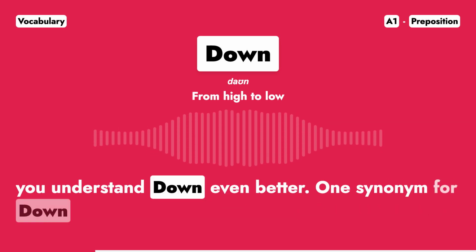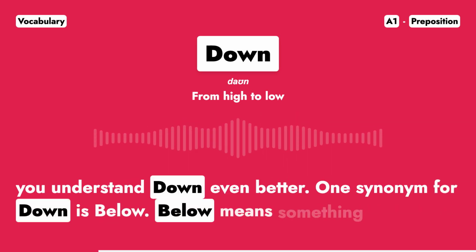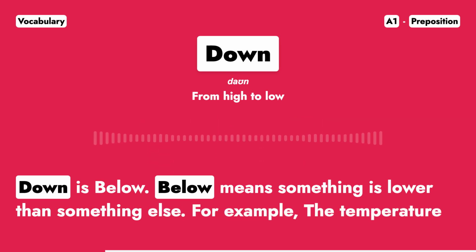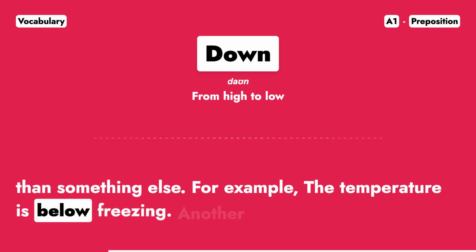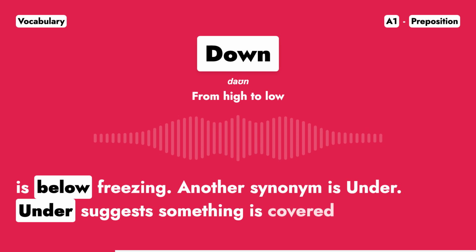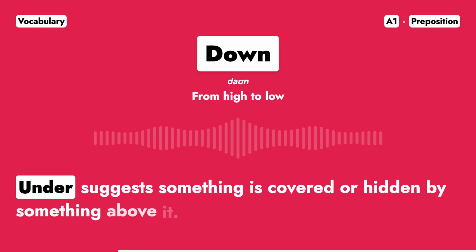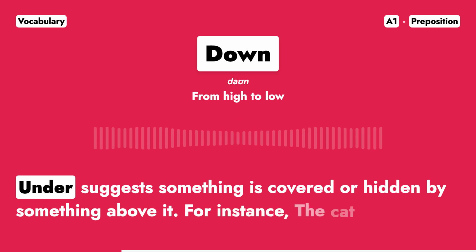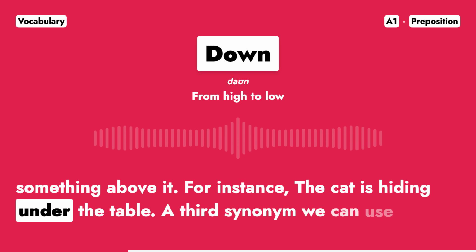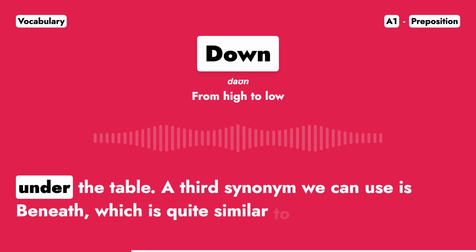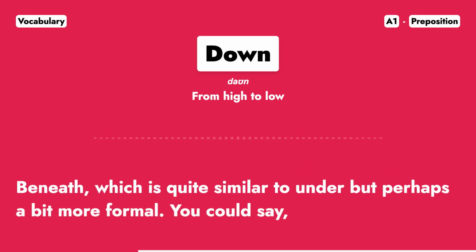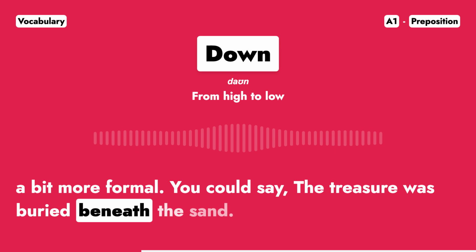One synonym for down is below. Below means something is lower than something else. For example, the temperature is below freezing. Another synonym is under. Under suggests something is covered or hidden by something above it. For instance, the cat is hiding under the table. A third synonym we can use is beneath, which is quite similar to under but perhaps a bit more formal. You could say, the treasure was buried beneath the sand.